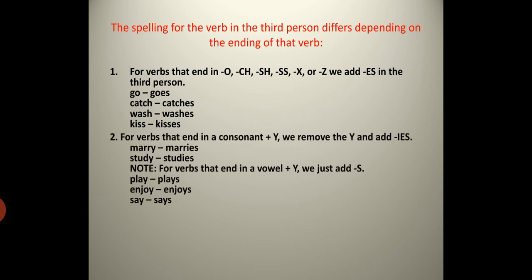For verbs that end in a consonant plus y, we remove the y and add ies. For example, marry, marries, study, studies. But for verbs that end in a vowel plus y, we just add s. For example, play, plays, enjoy, enjoys, say, says.